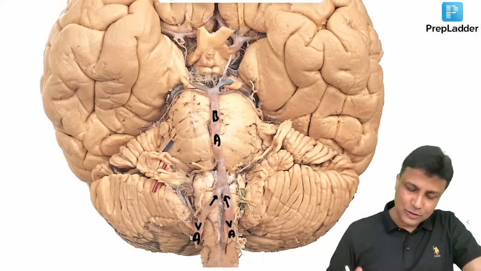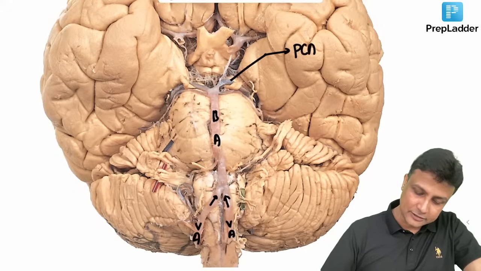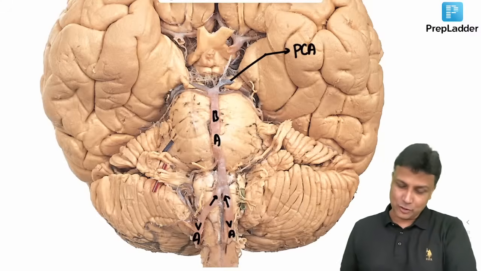And finally, what is going to happen? The basilar artery will finally go and divide into the posterior cerebral arteries over there.